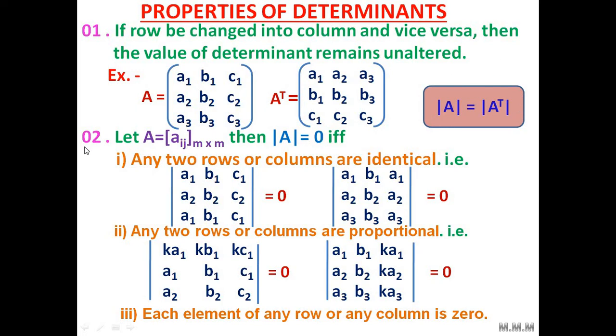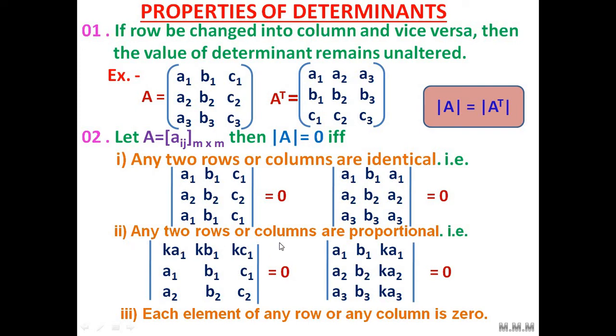Now the property 2. Let A equal to Aij, m by m, then mod A will be 0 if and only if any two rows or columns are identical. That is A1 B1 C1. Are you observing here? A1 B1 C1. The first row and third row are identical, then the value is 0. Here the first column and third column are identical, value is 0.